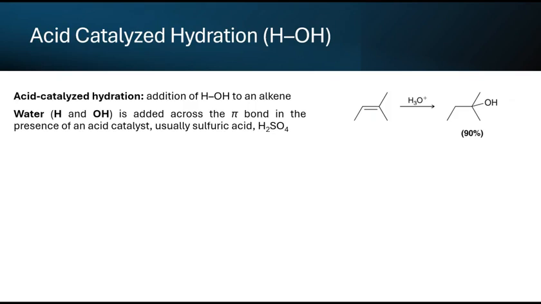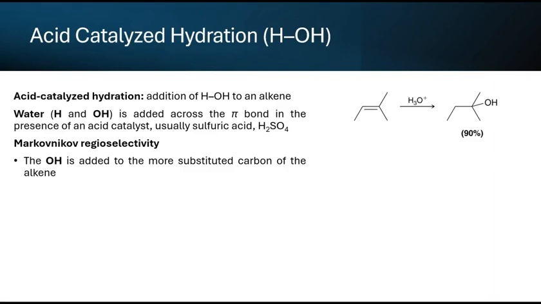Acid catalyzed hydration, or the addition of water, HOH, across a double bond. When we add HOH across a pi bond in the presence of an acid catalyst, the catalyst that we use is usually sulfuric acid to minimize any problems with the conjugate base. When we have the addition of H and OH, that means we end up getting an alcohol product. This reaction is Markovnikov regioselective.